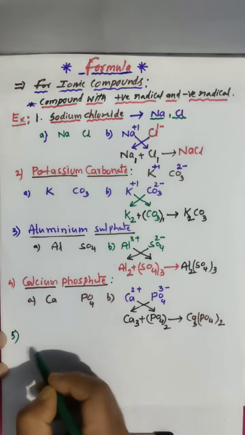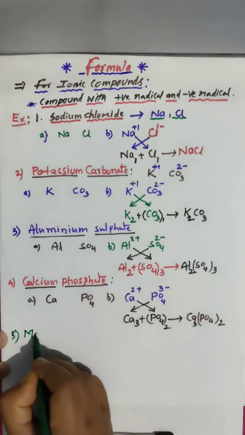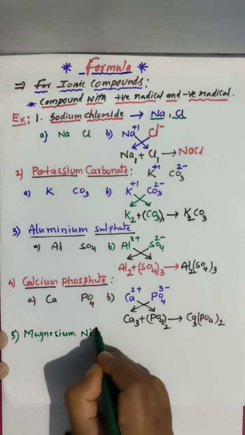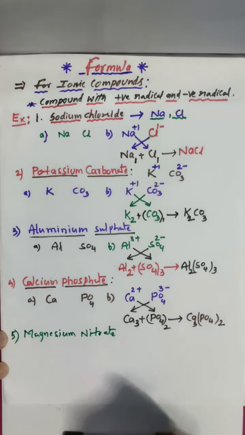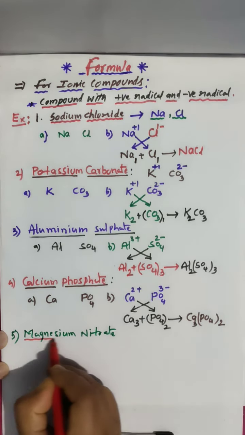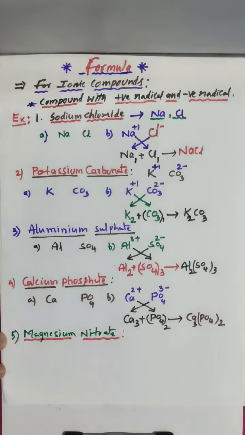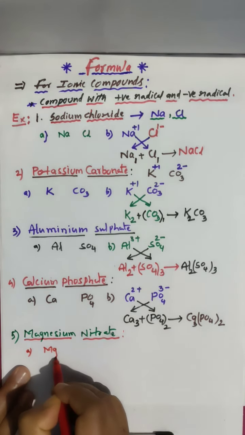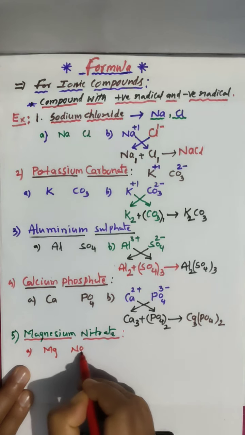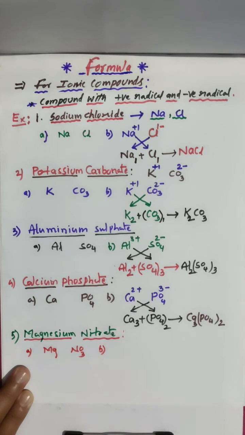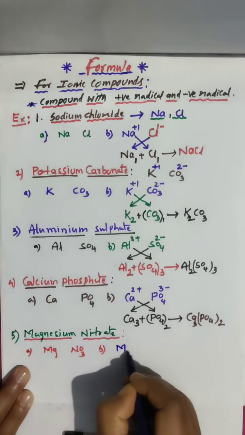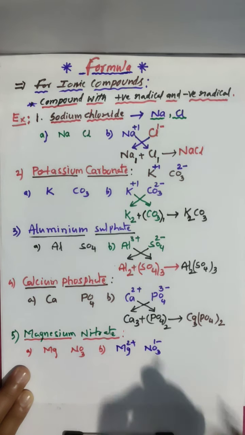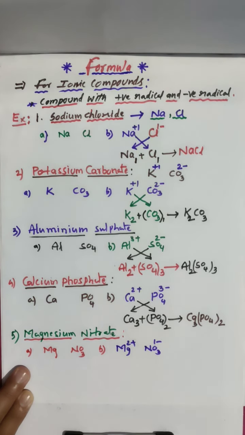You go for another example I will give here. Magnesium nitrate. As I told, first part positive, next part negative. You go for magnesium and nitrate, NO3. Next, you have to write their charges. Magnesium 2 plus, NO3 minus 1. Radicals you have to learn compulsory.